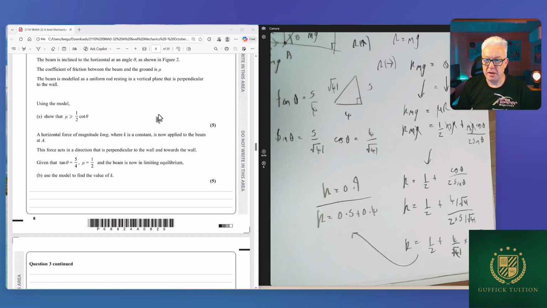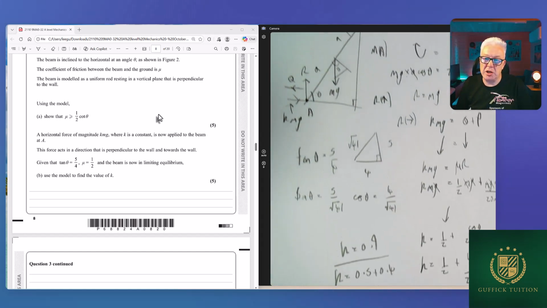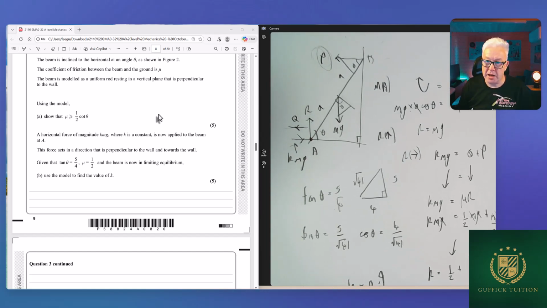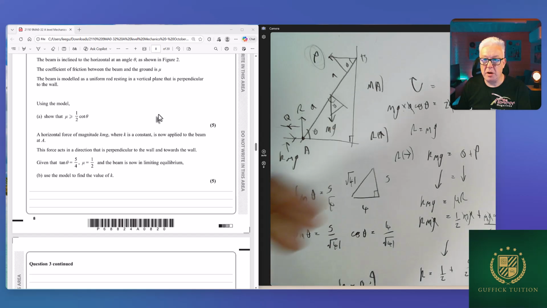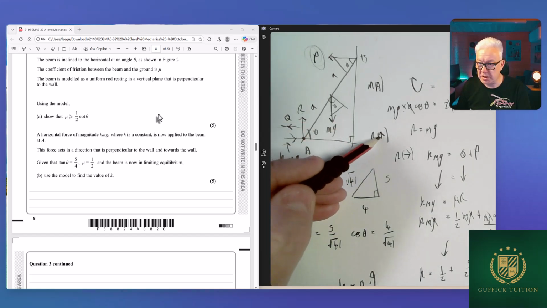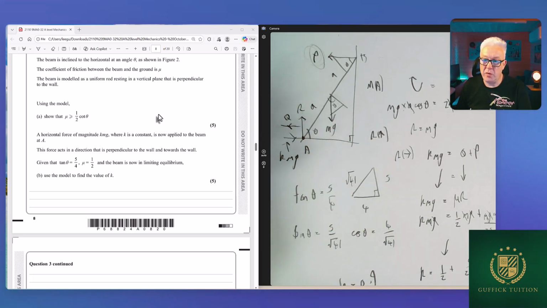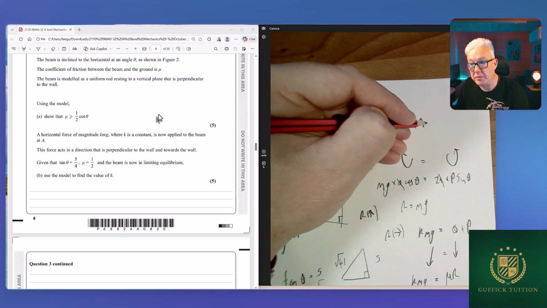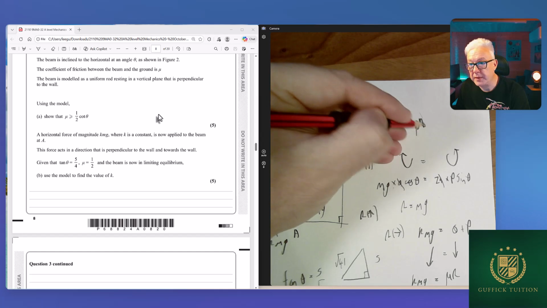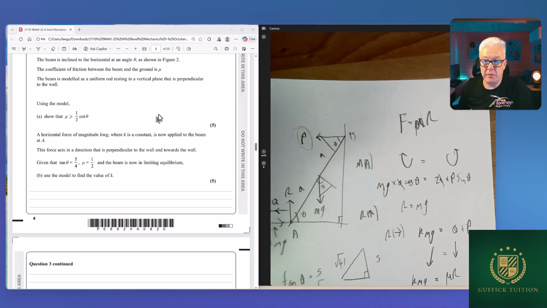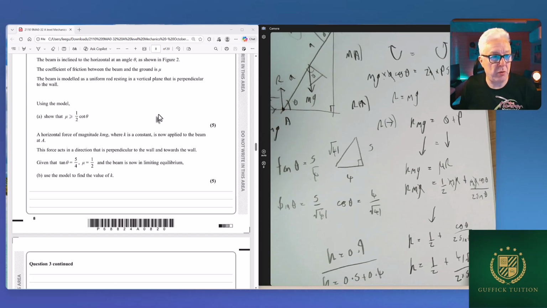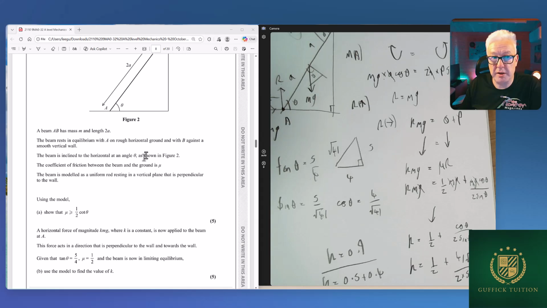So yeah, a little bit trickier there, but part B was essentially the same kind of process as part A. We took moments about A, we resolved vertically, we resolved horizontally. Because it was in limiting equilibrium, we used F equals mu R, not less than or equal to, and then we were able to substitute everything in and solve. I think that was tricky. The two subsequent questions on this particular paper are actually far nicer than that one.